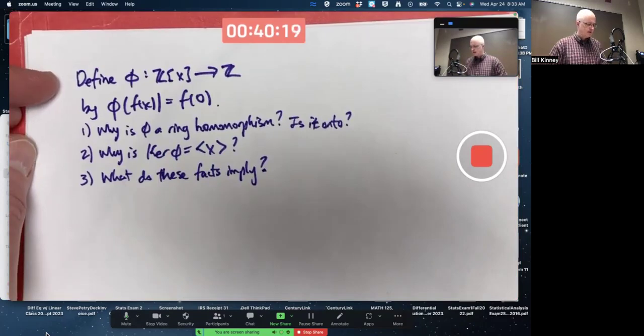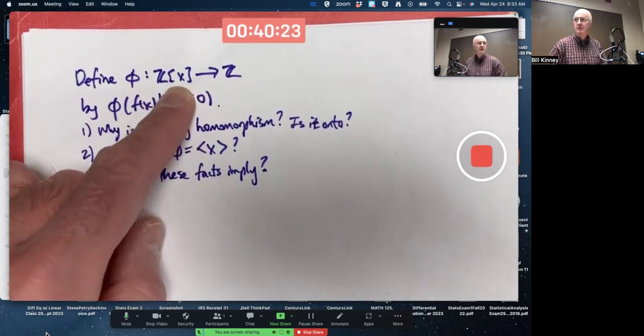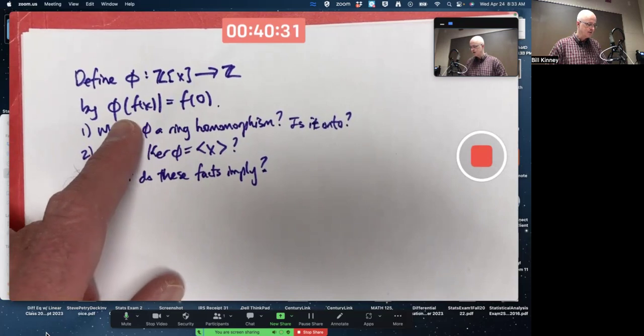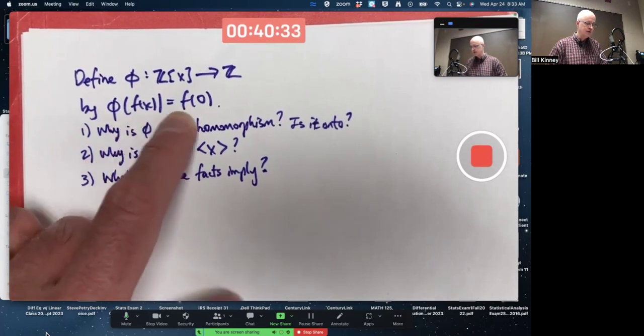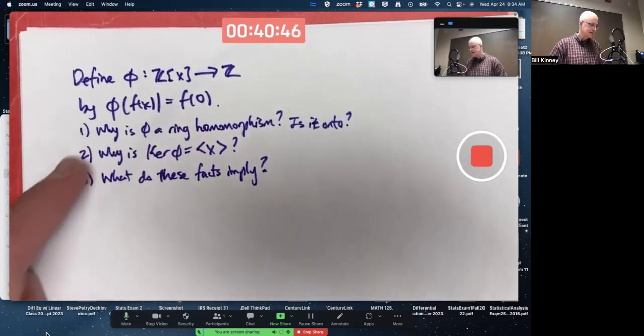Here we have a situation where we've got a mapping, first of all, from Z[x] to Z, taking an arbitrary polynomial with integer coefficients and mapping it to an element of Z, an integer. We're defining it to map an arbitrary polynomial to its value at 0. By the way, the fact that we're mapping it to its value at 0 is kind of arbitrary. We could have picked something other than 0, like f(5), for example. Why is this a ring homomorphism?